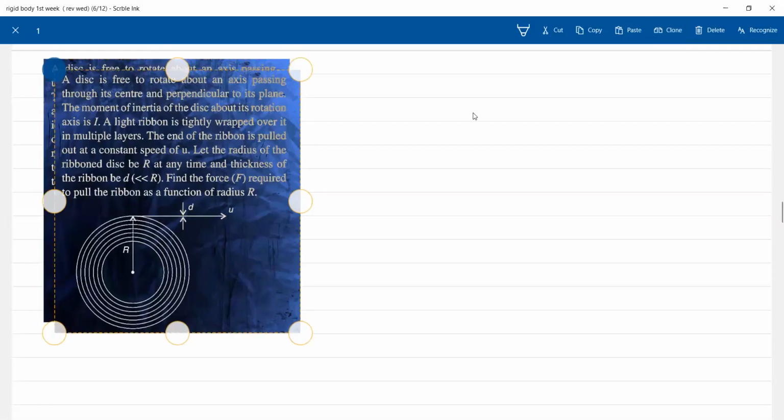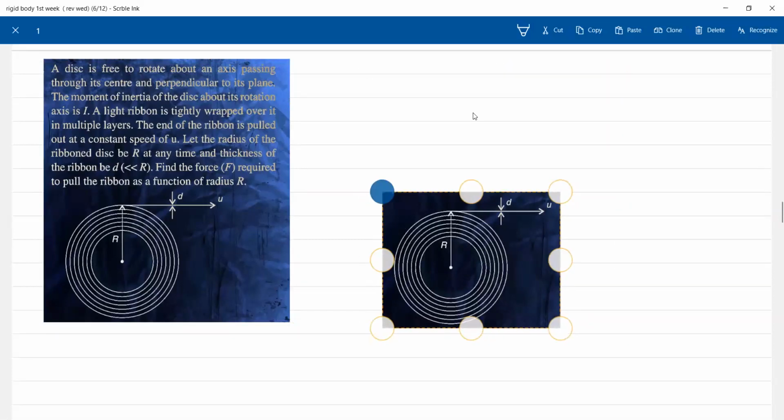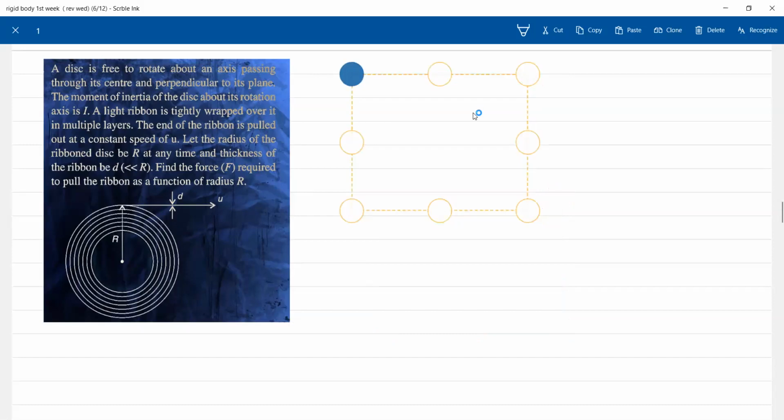Read the question. I'll set the diagram.